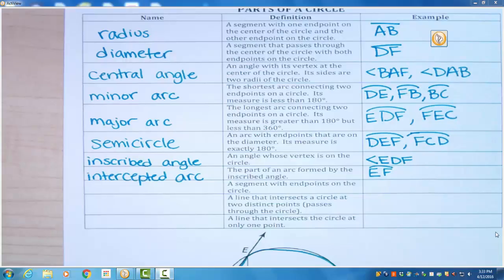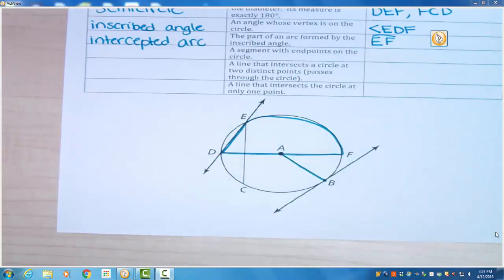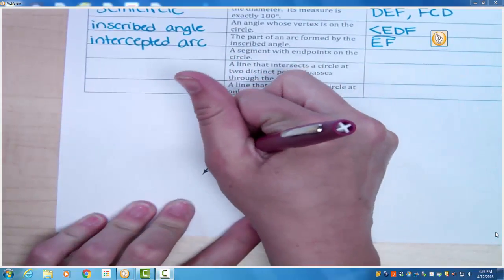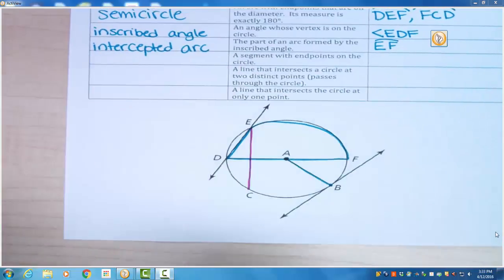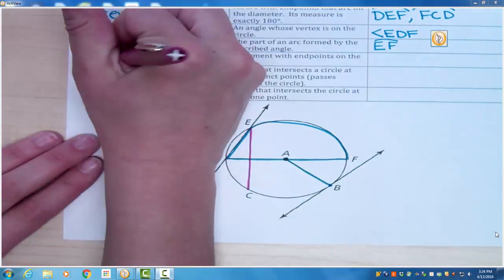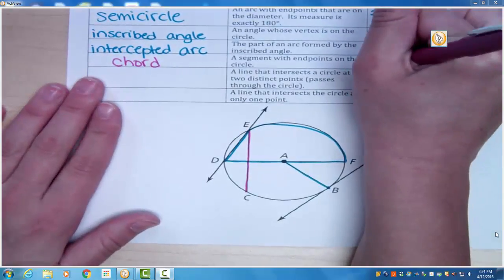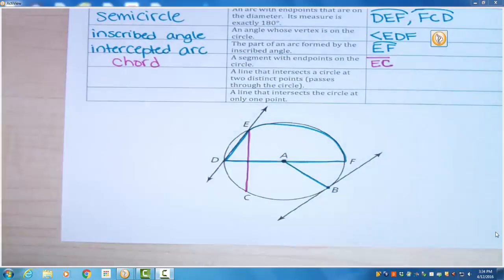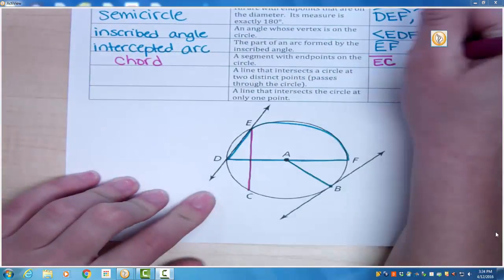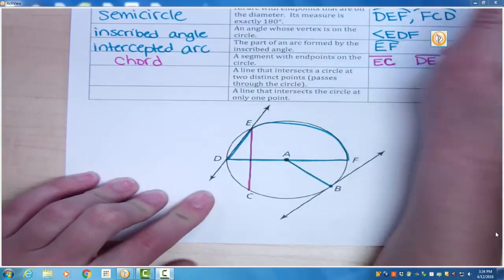Now these last three are new to us. So we have a segment just with two endpoints on a circle. So an example of this is segment EC. Its two endpoints are on the circle. It's not necessarily running through the center like it is with the diameter, but those endpoints are on the circle. This is called a chord. And this one we said was segment EC. So both endpoints have to be on the circle. We also could say segment DE as an example of a chord.